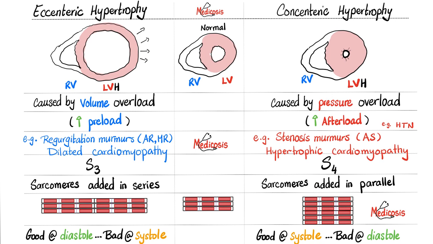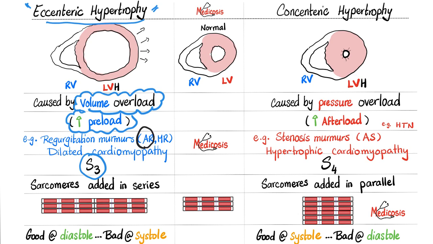Again, as we have discussed before, if there is volume overload or increased preload on the left ventricle, it shall undergo eccentric hypertrophy, and we expect S3 heart sound. The regurgitating murmurs, such as aortic regurg, see the previous video, and mitral regurg can lead to S3 heart sound because of the eccentric hypertrophy, because of the volume overload.